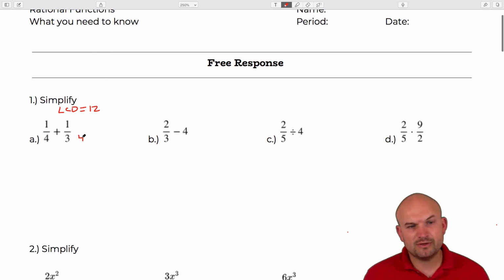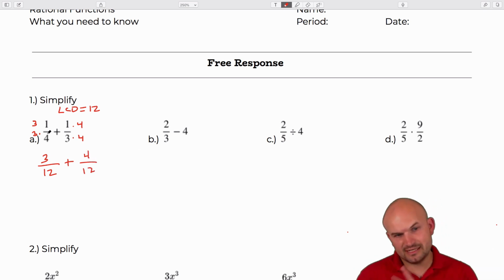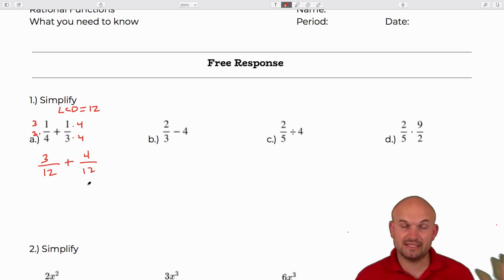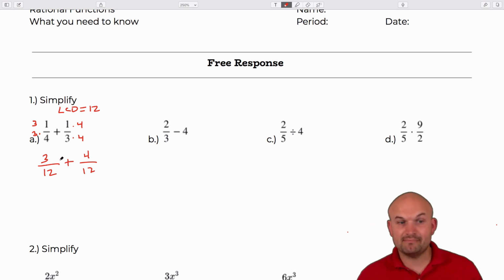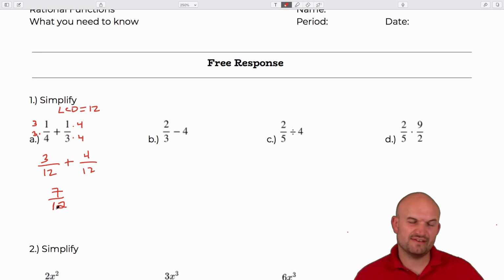To keep equivalent fractions, I need to multiply by the same number in the top as well as in the denominator. So when I multiply the left side by 3 over 3, I get 3 twelfths. When I multiply the right side by 4 over 4, I get 4 twelfths. So you can see what I did is I divided to find the value that gets my denominator to be the least common denominator. And now I just apply my operation of addition to my numerators, which gives me 7 twelfths. And just remember with fractions, we always want to see if you can simplify further, which in this case we can't, so we're good to go.